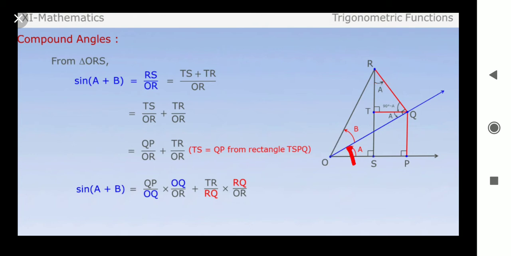Okay, so we should be very clear. This one is A, this one is B, and this one is just A. So this one is 90 minus A, and this one is already 90, so this one is A.